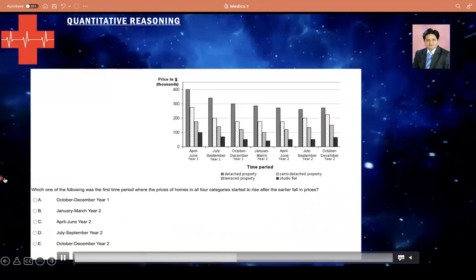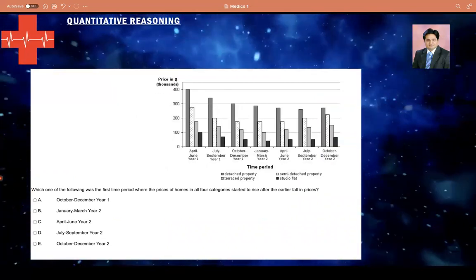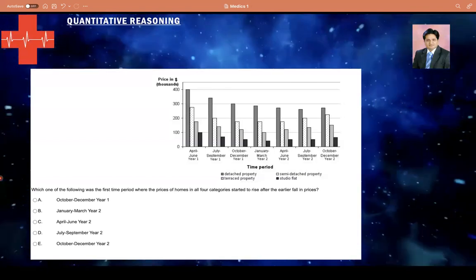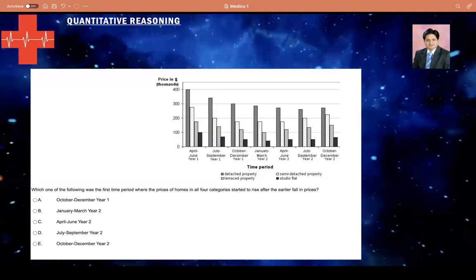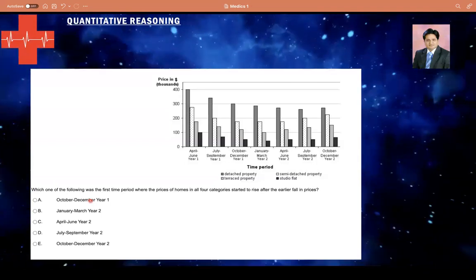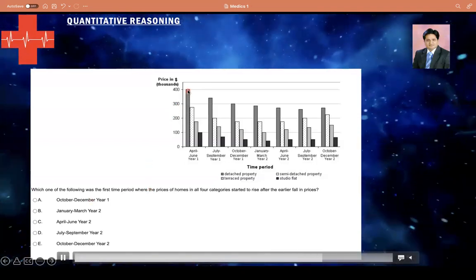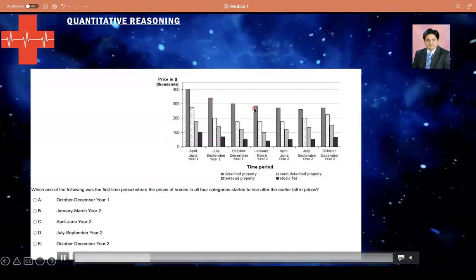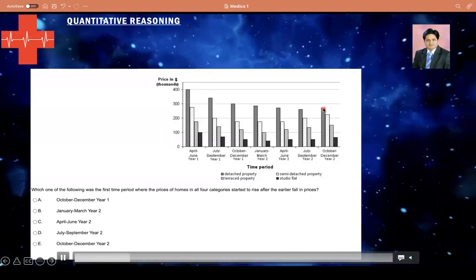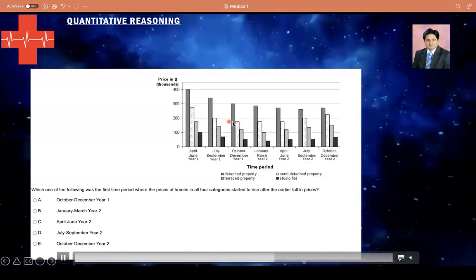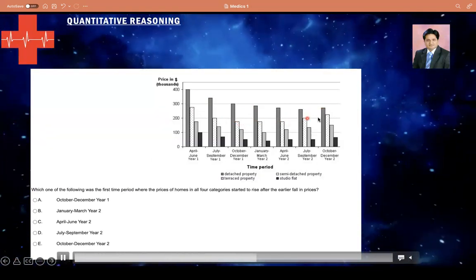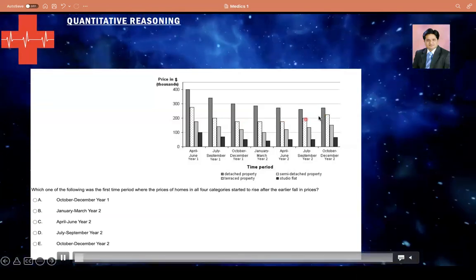So here comes your next question. Which one of the following was the first time period when the prices of homes in all four categories started to rise after the earlier fall in prices? So try to look at the trend of the graph. If you see this one, this is decreasing. This is when it starts to rise a little bit. Then if I look here, this is decreasing, almost the same. Here it is increasing, but here again it is increasing. So this has an increasing trend.